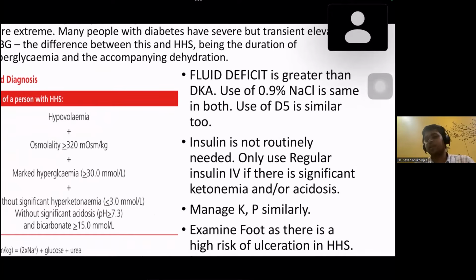It's quite similar to DKA. You use 0.9% sodium chloride, but remember the dehydration is much more severe. So instead of 6 liters, you may need to give 10 liters. The deficit is much more.